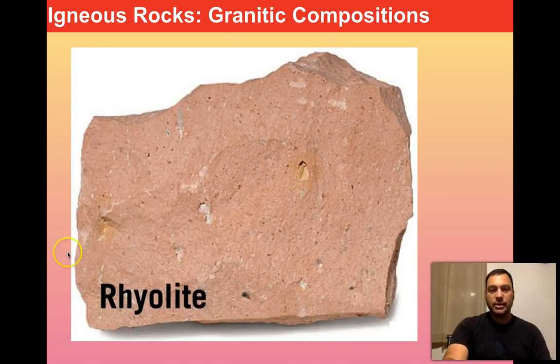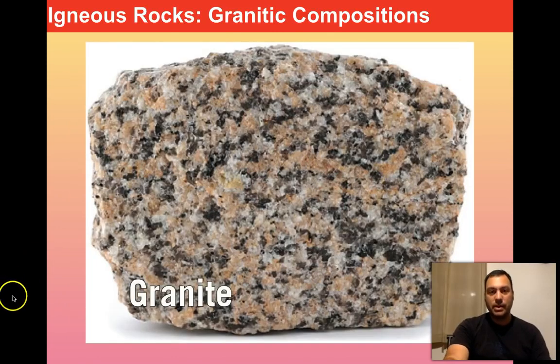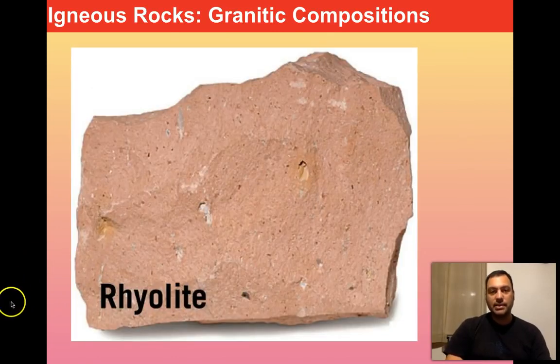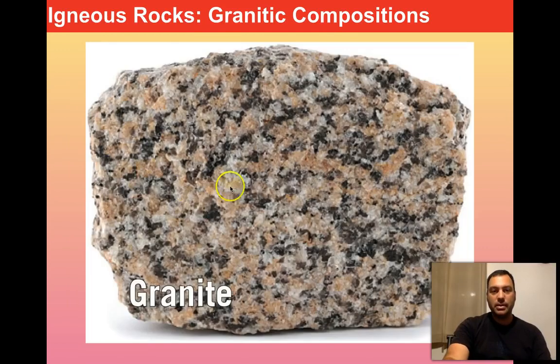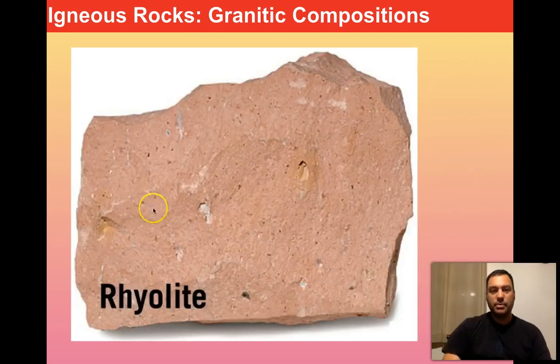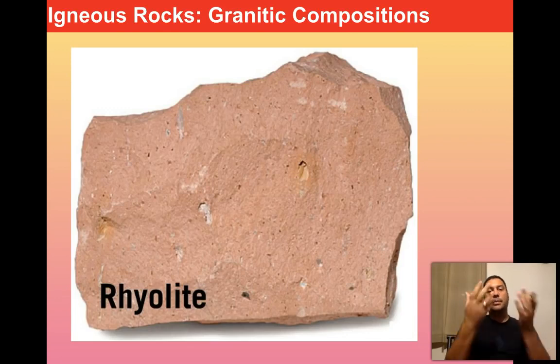Let's go back to the granite. This rock and this rock have exactly the same chemistry. They even have the same minerals in them. Look how pink it is, right? All that pink is none other than the same pink that's in here. But it's so small that it dominates the color of the rhyolite. So the rhyolite, it turns out, is the extrusive version of granite. It's the part that comes up to the surface.